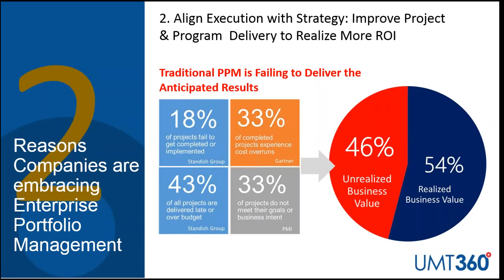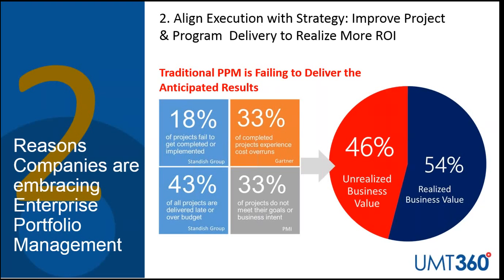They're very well known. Standish Group saying 18% of projects fail to get implemented, 43% of projects come in late or over budget. Gartner saying that 1 out of 3 completed projects experience significant cost overruns, and the good old PMI even saying that 33% of projects fail to deliver on their business intent. So they may not agree on the exact stats, but they do agree there's an overarching problem.